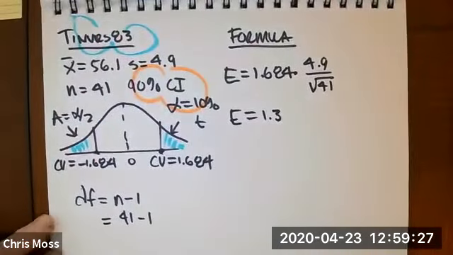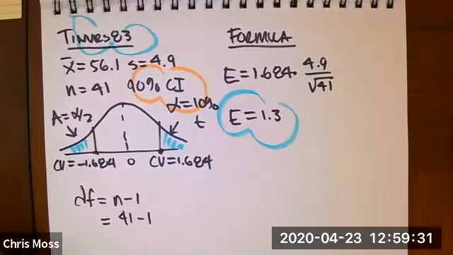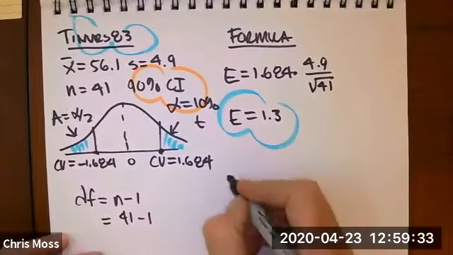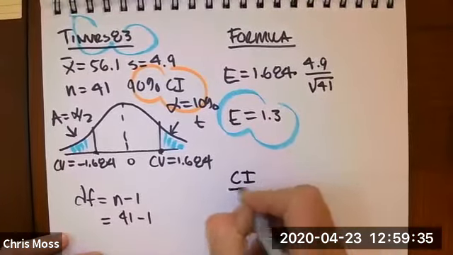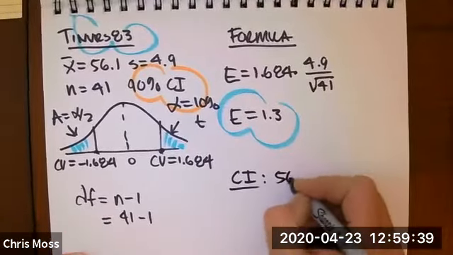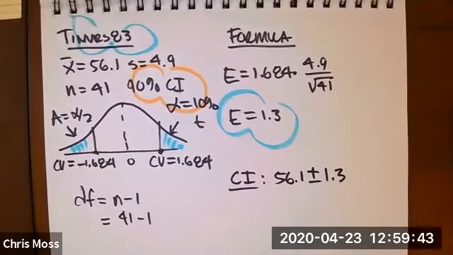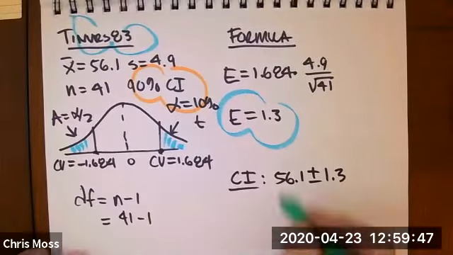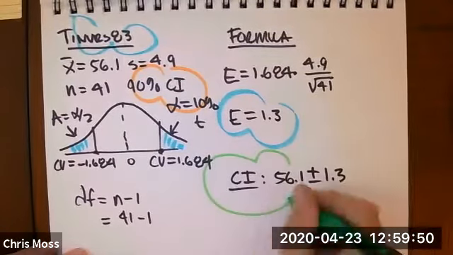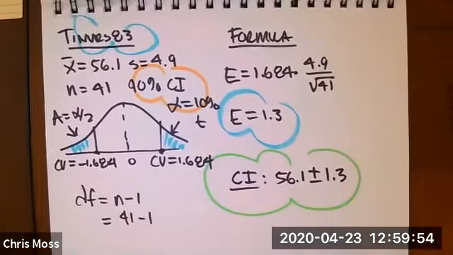That concludes this example as far as finding the margin of error. So if I got my T inverse 83, I've now found my margin of error. I can now complete the confidence interval. I know that's not the question, but we've done all the hard work. So my confidence interval is 56.1 plus or minus 1.3. That is really truly how the big boys and girls like to write their confidence intervals: point estimate plus or minus margin of error.